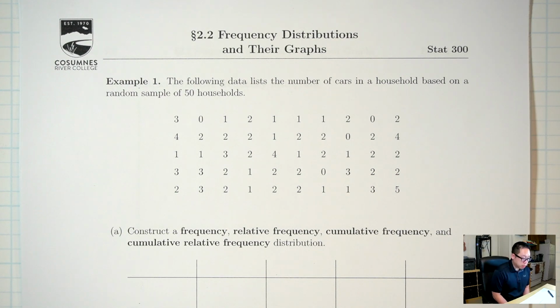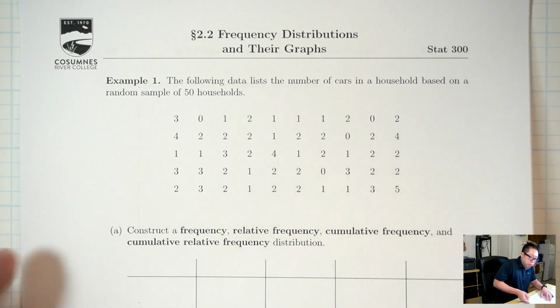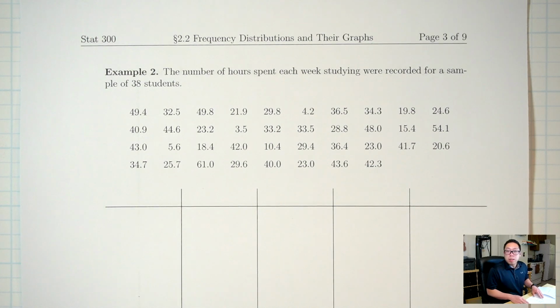Example one is the following data, which lists the number of cars in a household. Let's also take a look at example two. Example two is the number of hours spent each week studying. So what type of data is example one and example two?